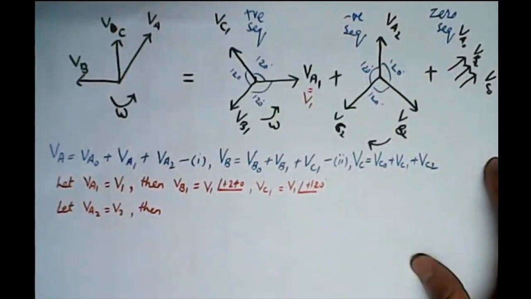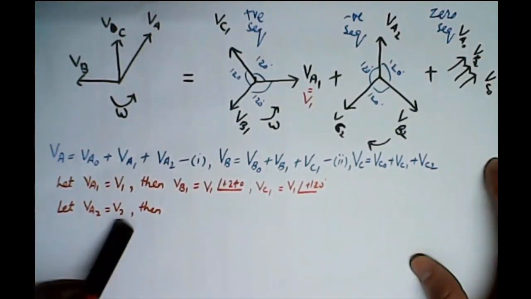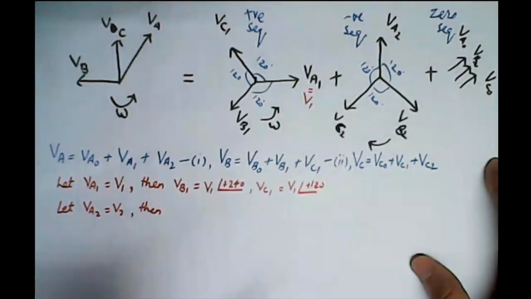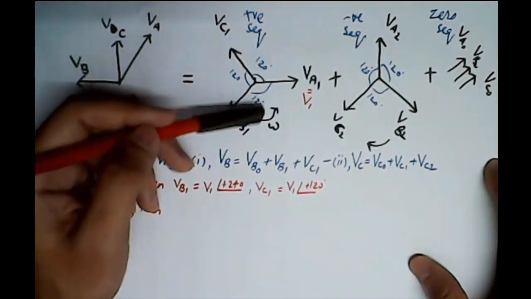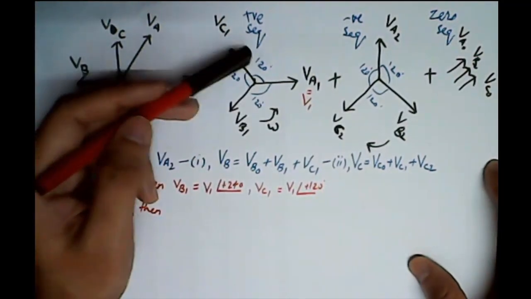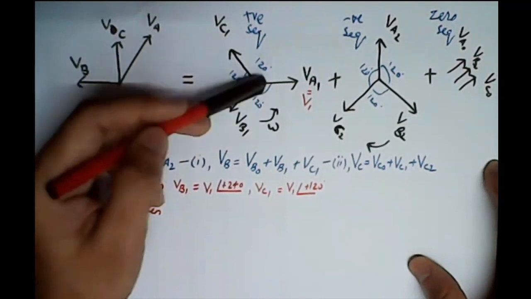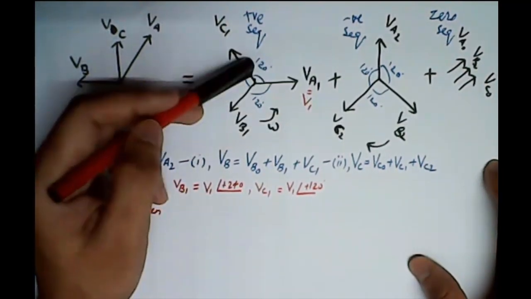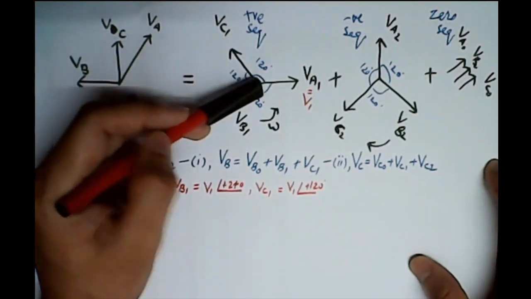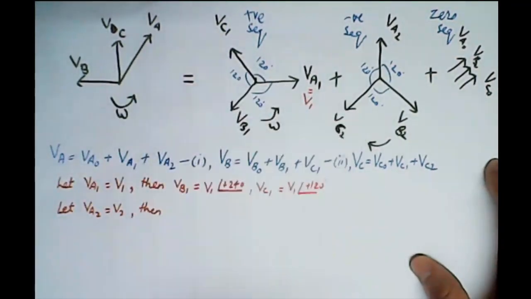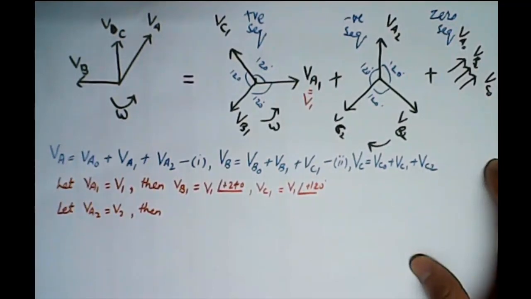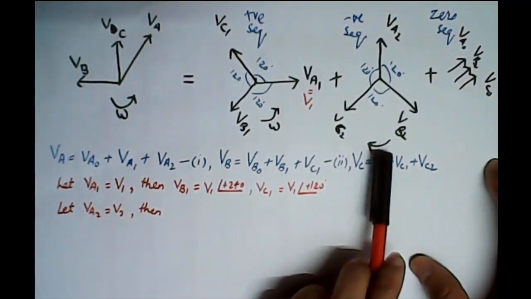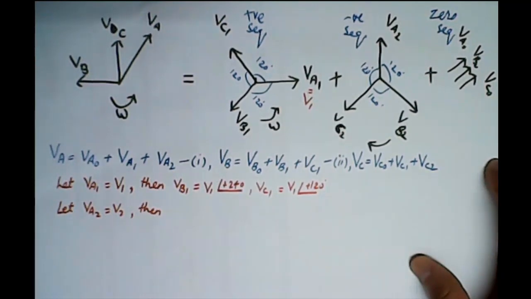Okay, so now let's say that VA2 is equal to V2. Here you need to see, previously we were taking the anticlockwise angle as positive. Why? Because the direction of rotation was the same. The phasors were rotating anticlockwise, so we took anticlockwise angle as positive and clockwise as negative. But in negative sequence components, the direction of rotation has changed. So we will be taking clockwise angle as positive and anticlockwise angle as negative.